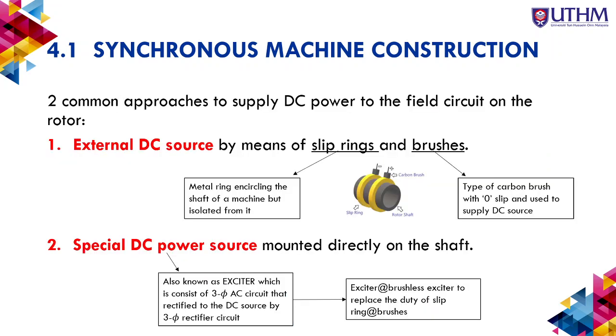Okay, so how to produce or inject or supply the DC power? There are two approaches to supply the DC power. One is by the external DC source, by using a slip ring.